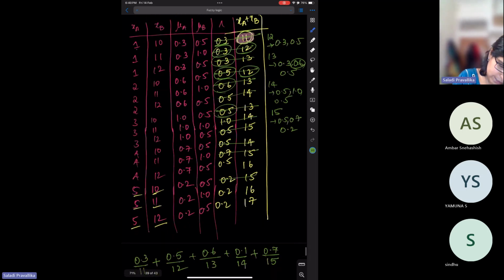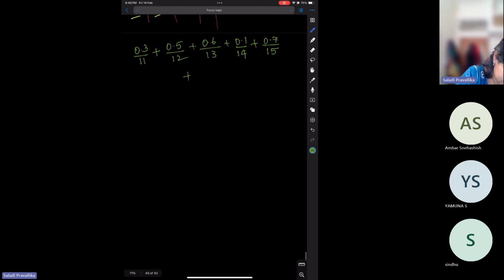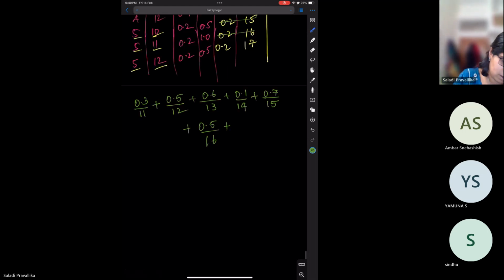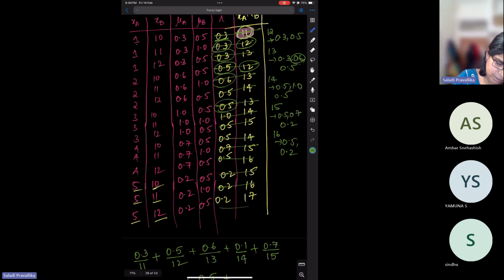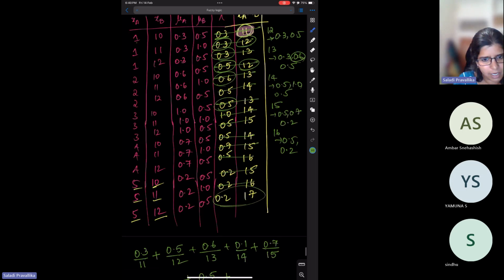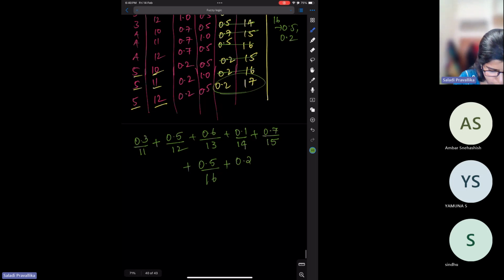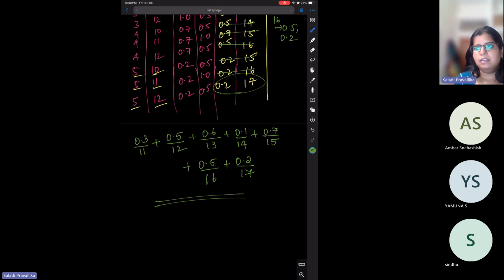Okay. Now for 16, we have 0.5 and 0.2. Right? Highest value is 0.5 for 16. And then finally, we have one more left, that is 17, and we have only one value for it, 0.2 for 17. Okay, so this is addition of two fuzzy numbers.